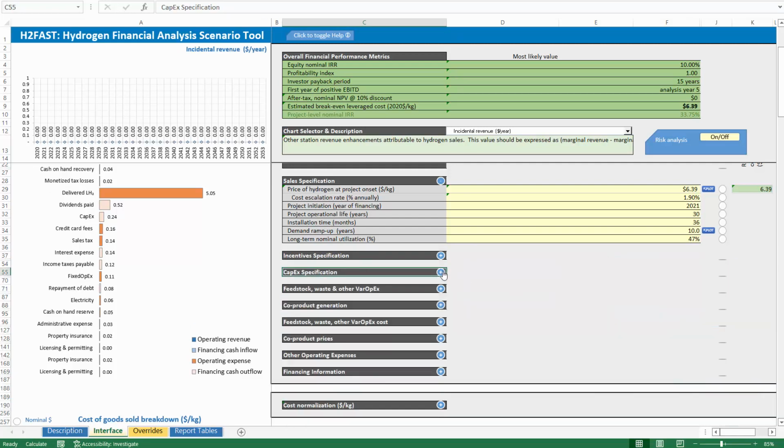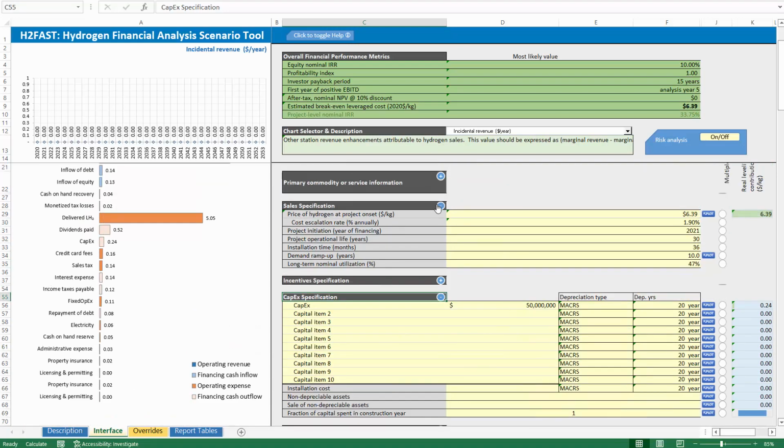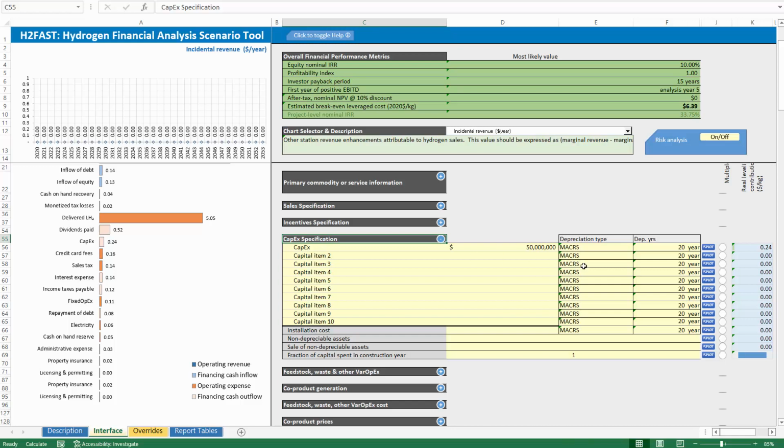The next section is the capital expenditure, CapEx. And let's collapse this here as well. In this case, we said we have an electrolyzer. In any of the yellow inputs, we can modify them. We can say that we have specifically an electrolyzer. And we can say what the CapEx of that electrolyzer is.